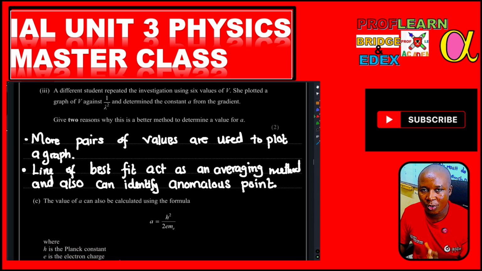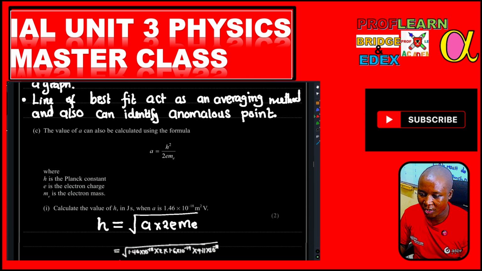So if you are plotting a graph, remember that you are going to use more data values. And if you are using more data values, chances are that you are going to be more accurate. Also, when you draw the line of best fit, it's like you are performing another average, and from the line of best fit you can identify anomalous points, and then you exclude them, and that is going to enhance the accuracy of your experiment.